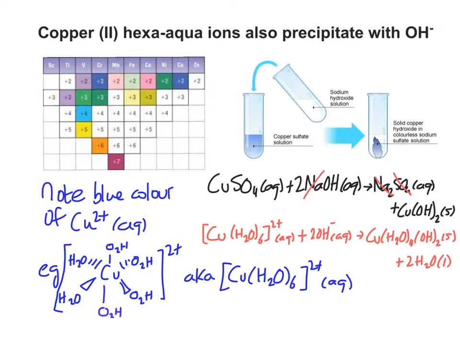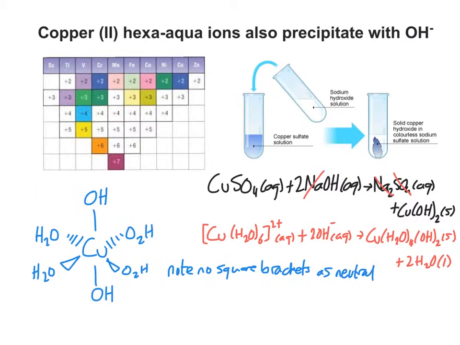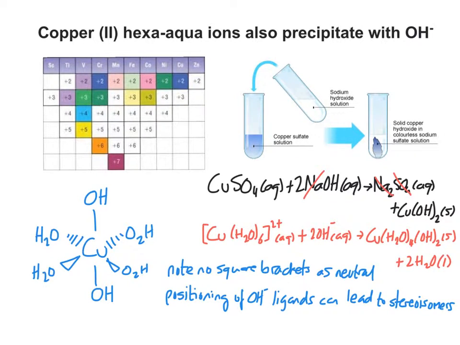So I'm just going to get rid of the diagram of the hexa-aqua copper ion and put in a diagram of what this substituted complex would look like. So when you draw it out, because this particular one is neutral, there's no square brackets, there's no charge. And the positioning of the OH minus ligands can actually lead to stereoisomers forming.